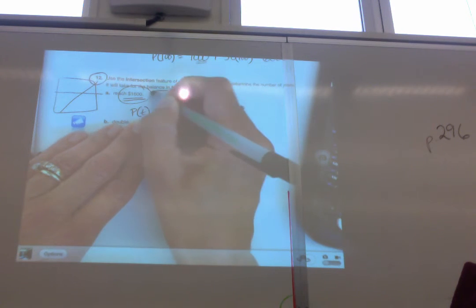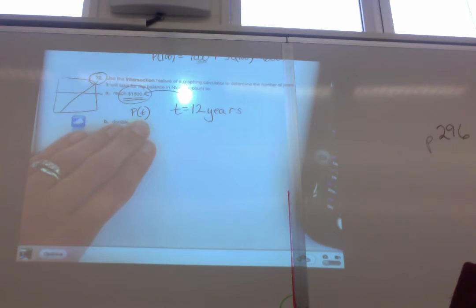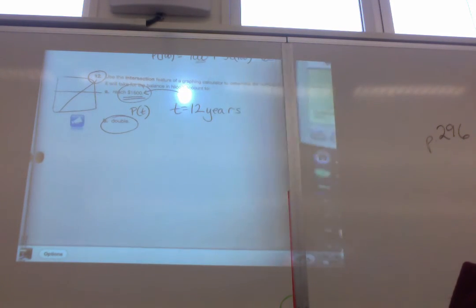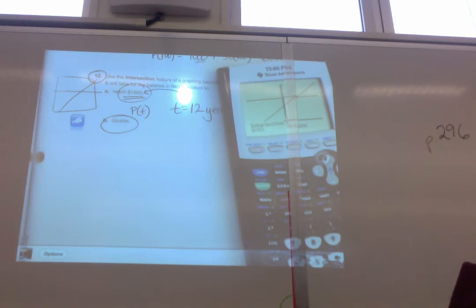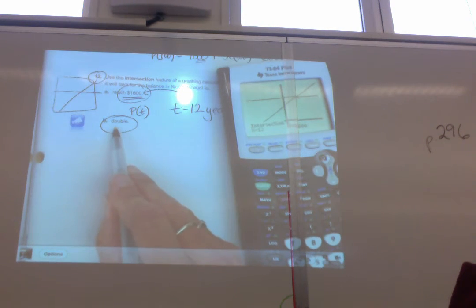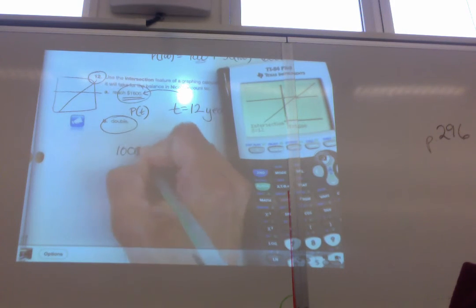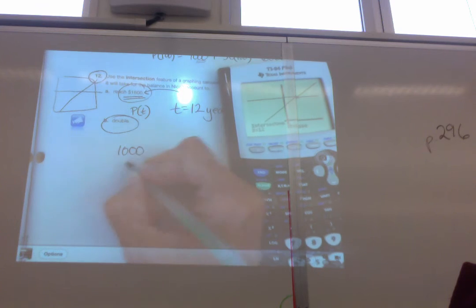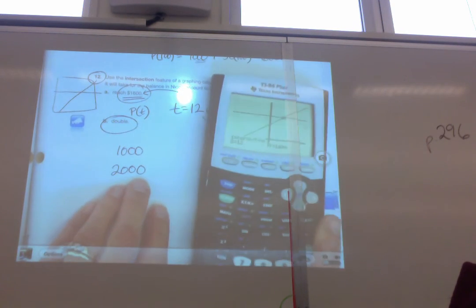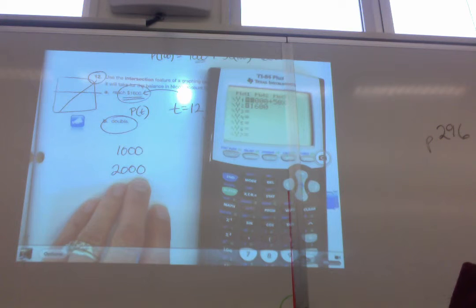What we just figured out is how many years it's going to take for his $1,000 to grow to $1,600. Now, double. What does double mean? What did he start with? 1,000. So what's double? 2,000. Okay, let's use intersect. Back to y equals. We're not worried about 1,600 anymore. Leave y1 the same, but change y2 to 2,000.